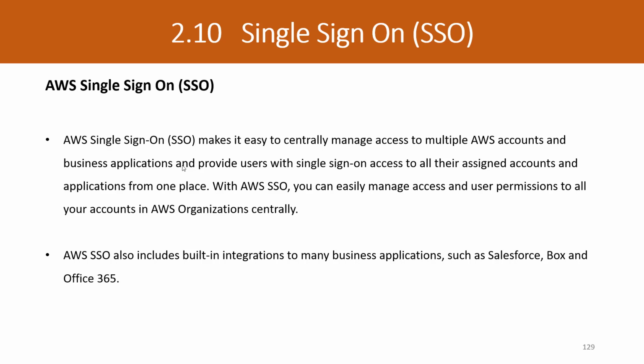With SSO, you can easily manage access and user permissions to all your accounts in the AWS organization centrally. Basically, we have one root account, which is the organization's account. If you have multiple accounts in the same organization, you can manage the access, the resources, and their permissions centrally using AWS SSO.